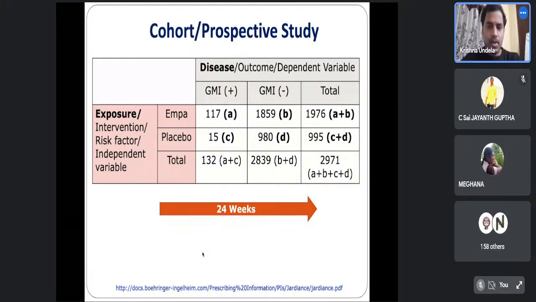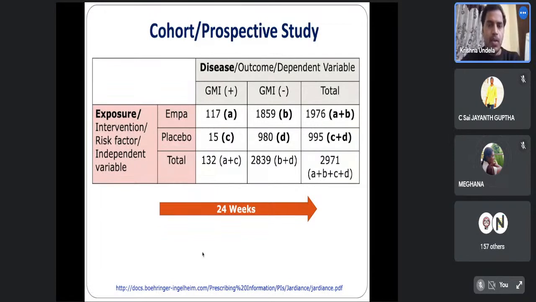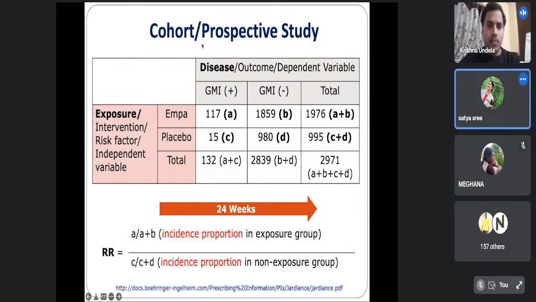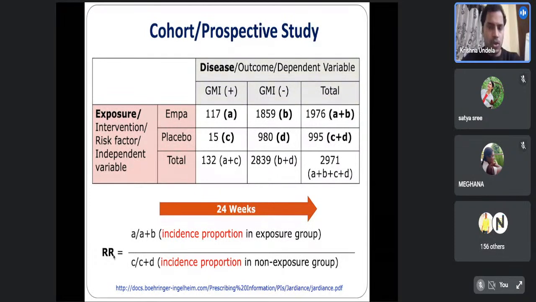Anyone? Odds ratio or incidence ratio? Odds ratio, actually, we calculate for the case control study. For a cohort study, we calculate something called relative risk. There are three things: relative risk, hazard ratio, and odds ratio. One of them I am not explaining here because it's a complicated one.